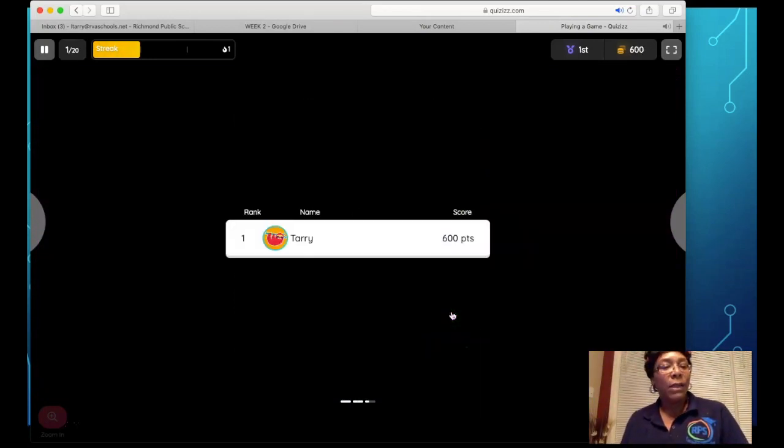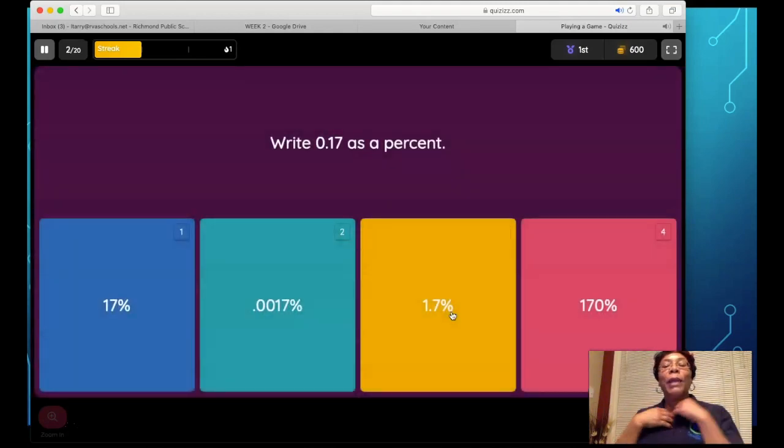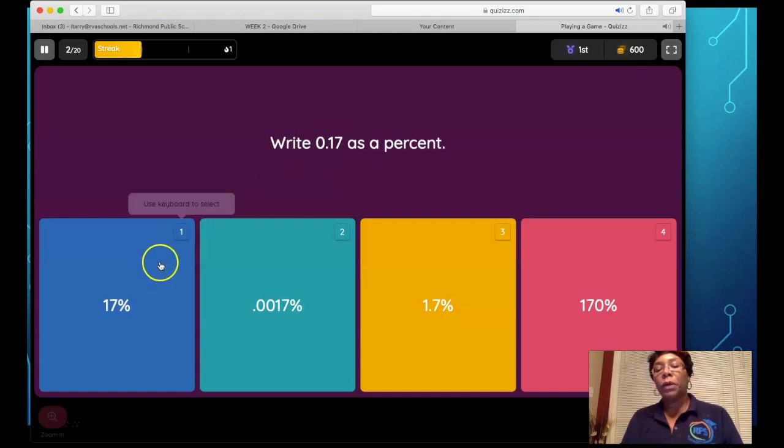All right, let's try one more together. I'm at the leaderboard because I'm playing alone. I can't wait till you get in and play with me. So write 17/100 as a percent. Though I don't have any paper to write on right here, I have paper, but it's going to show up backwards. I'm going to do it on the screen. So you see me jumping, 17/100. So I can say that is 17%.